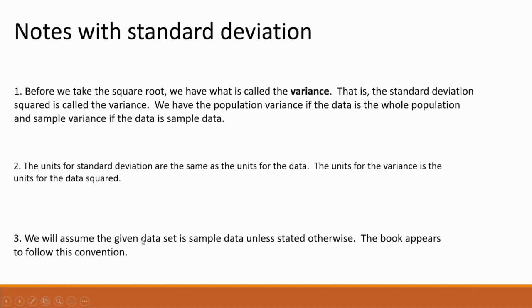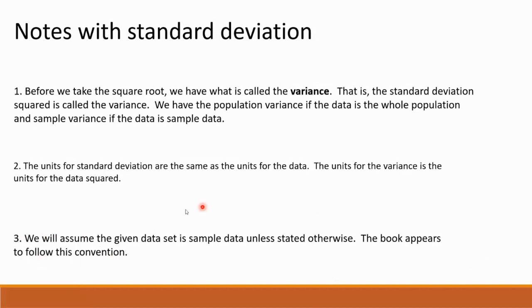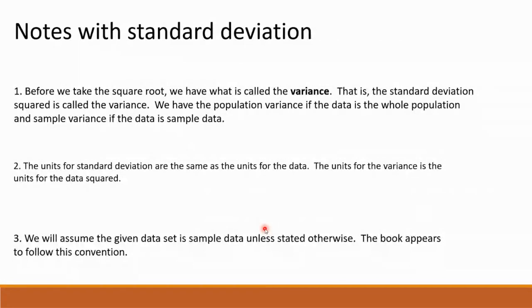And it says here, number 3, let me get the laser thing, that we're going to assume any data set we have is sample data. That's really what the book does, so we're going to stick with that just to make it consistent. So in other words, with standard deviation, we're basically dividing by n minus 1, where n is how many data values there are. Because again, we're going to assume the data we have is sample data unless stated otherwise.